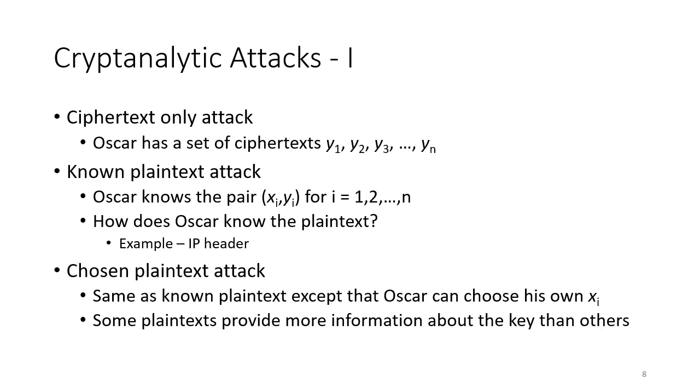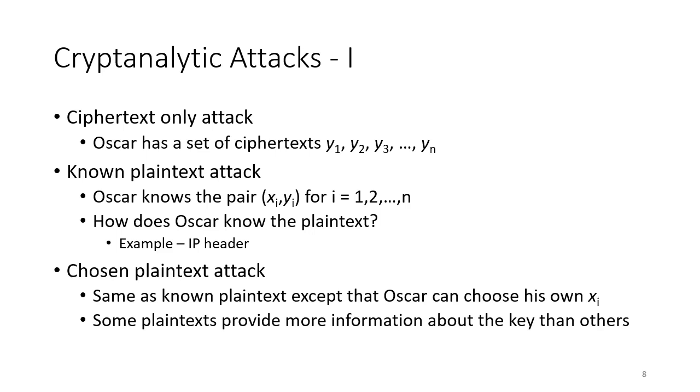There are many different types of attacks that people talk about. The attack that we have looked at in the previous diagrams is the so-called ciphertext only attack, in which Oscar is observing the channel that is not secure and he has a set of ciphertexts, which we can call y1, y2, y3 all the way till yn. His objective is to find the key or break the encryption scheme so that he is able to recover some of the plain text.